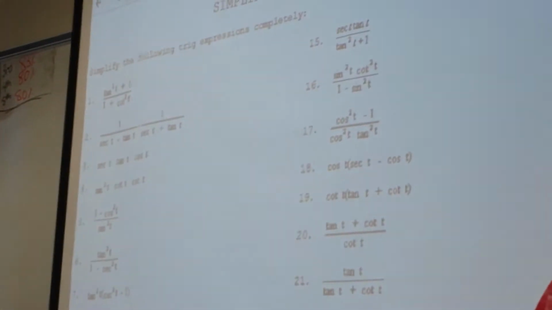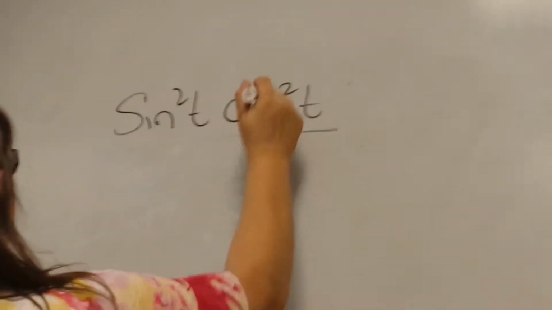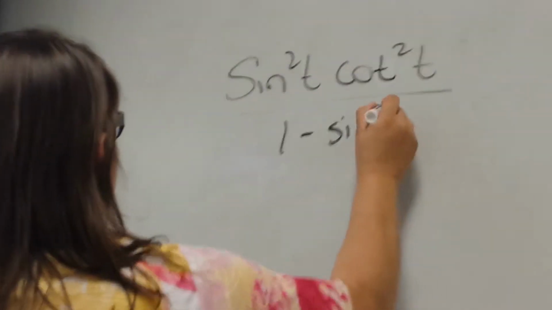Layla, which one did you do? You did number 16. So she did sine squared of t, cosine squared of t, that is a cotan squared of t, and then 1 minus sine squared. Great one to choose. Okay, tell me what you did.